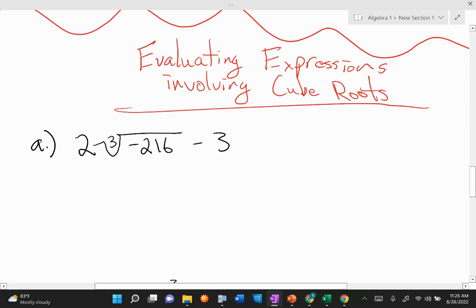All right, so now we are evaluating expressions, okay? Did I say evaluating algebraic expressions? No. Okay, just expressions. So evaluating expressions means we have no unknown values. Okay, so we have 2 times the cube root of negative 216 minus 3.